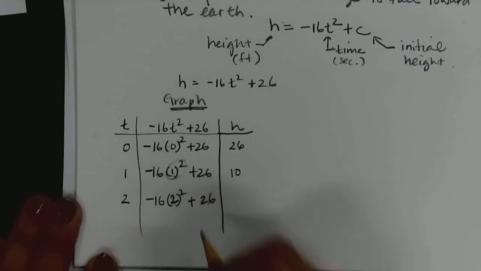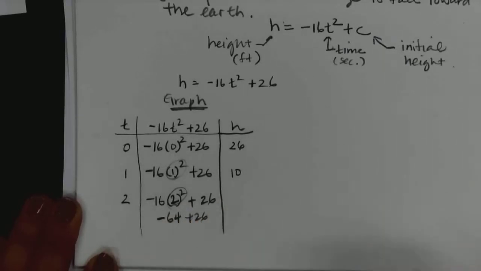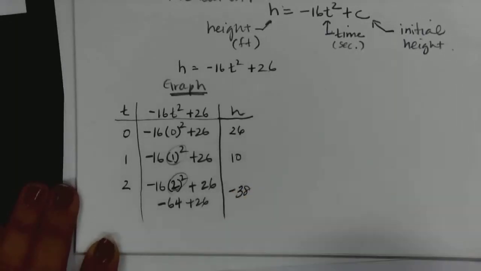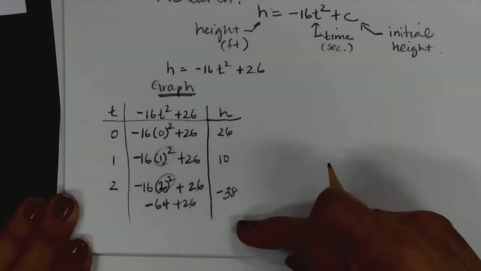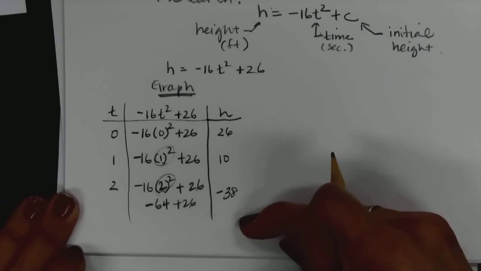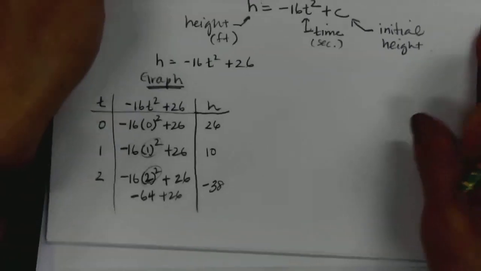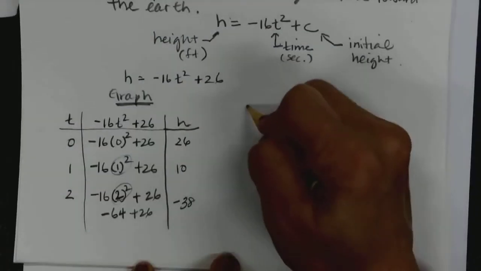what's 2 squared? 4. 4 times 16? 64. Negative 64. And negative 64 plus 26 is? Negative 38. That means that if there was a hole in the ground, the orange would be in the ground, 38 feet under the surface. Okay? And because this is a word problem, we only graph the first quadrant.